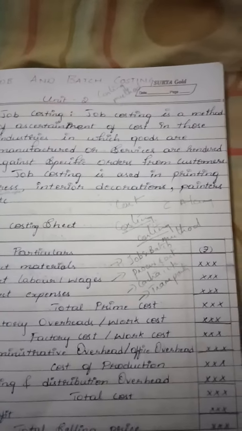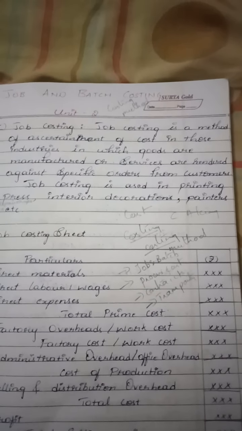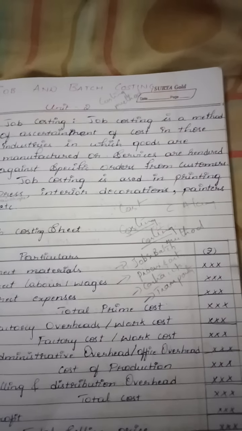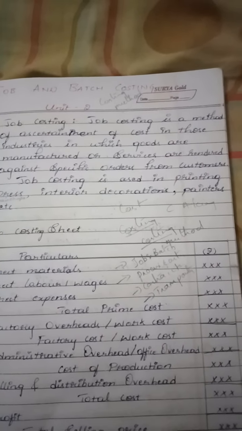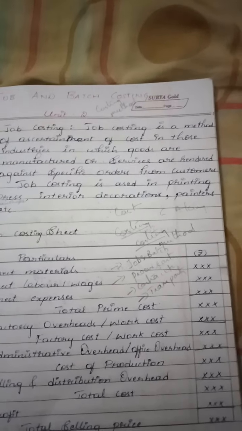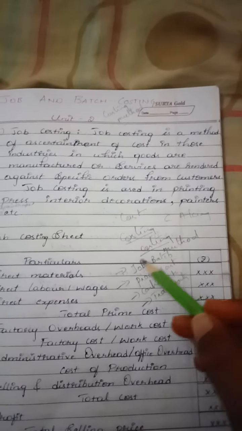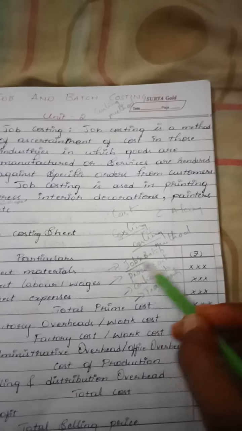For example, when you take the cement manufacturing industry, the method of ascertainment of cost will be different. Come to building or construction industries, there they are going to ascertain the cost on a different basis. So it depends. That is what we are going to study under different methods of costing. Initially we should start with job and batch costing.